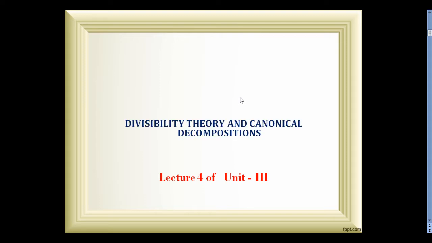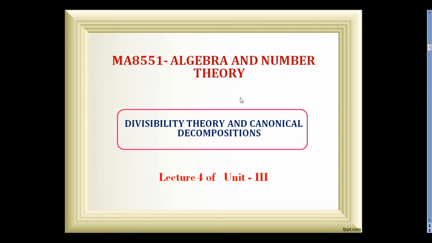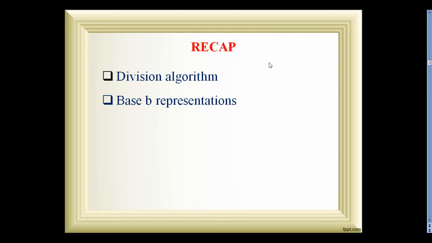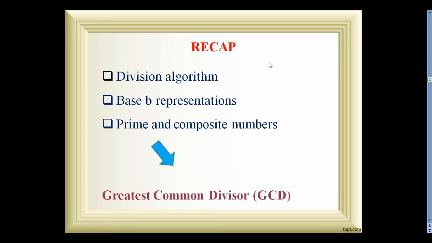Hi all, we are going to learn lecture 4 of unit 3 in divisibility theory and canonical decompositions. Our subject code is MA8551 Algebra and Number Theory. Recap: we have seen already the division algorithm, base B representations, prime and composite numbers, and today we are going to learn the greatest common divisor, GCD.